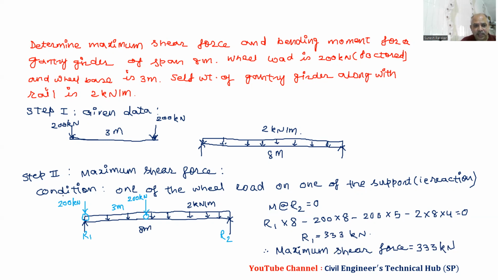So this condition is important: one of the wheel loads on one of the supports. So we have put it on one support. Accordingly, the second wheel load will be at 3 meter from the reaction. Maximum reaction will give you maximum shear force. As the load is on R1, my R1 reaction will be maximum, and accordingly we get maximum shear force equal to maximum reaction, that is 333 kilonewton.